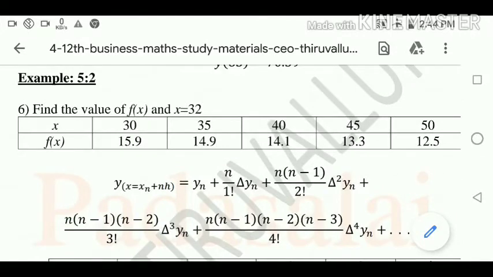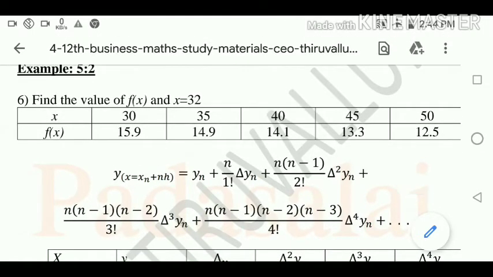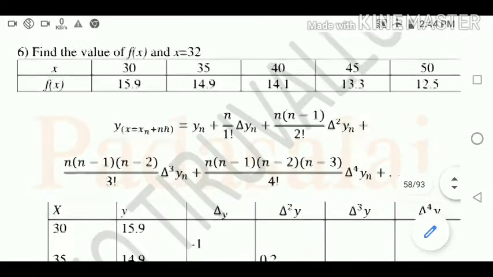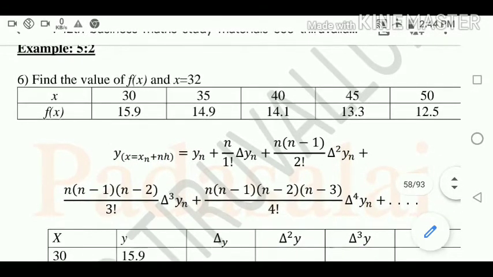Find the value of f of x when x equal to 32. Here x is given as 30, 35, 40, 45 and 50, and f of x equal to 15.9, 14.9, 14.1, 13.3 and 12.5. Now we are finding the value of f of x if x equal to 32.